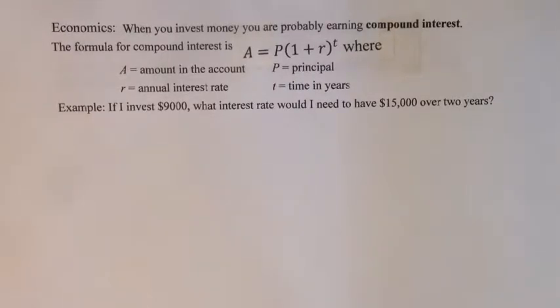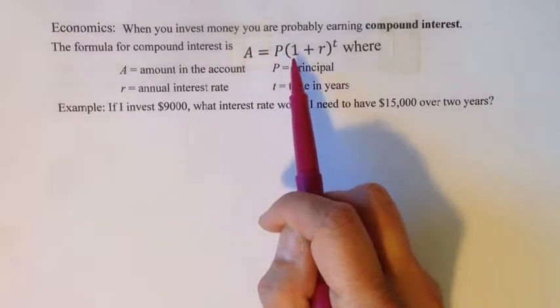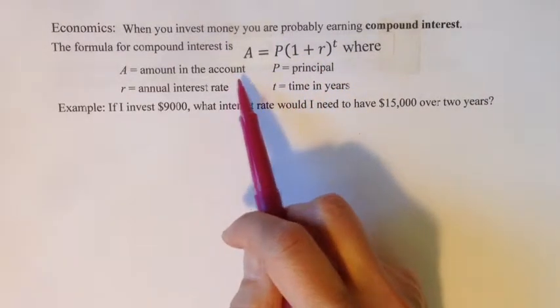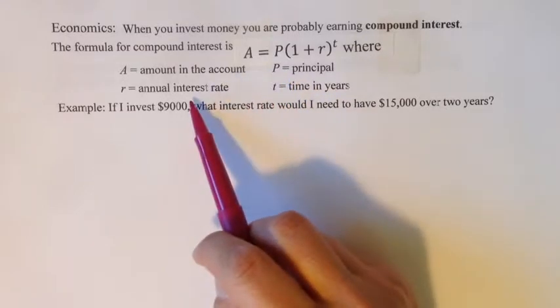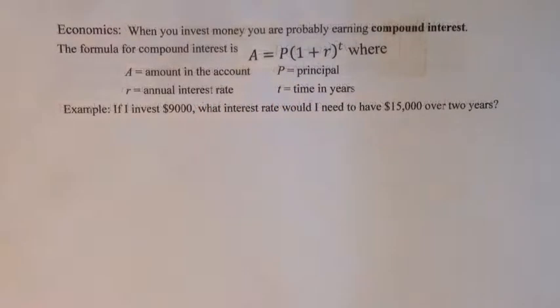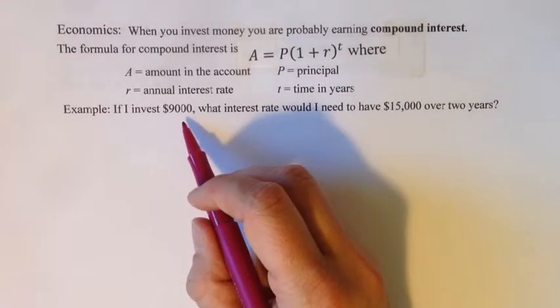You may know that when you're investing money, you're earning compound interest. The formula for compound interest is A equals P times (1 plus r) to the t, where A is the amount in the account, P is the principal, r is the annual interest rate, and t is the time in years. We're going to use this formula to find out what interest rate I would need to earn $15,000 over 2 years with an initial investment of $9,000.